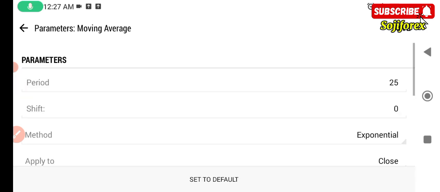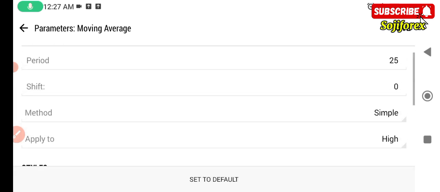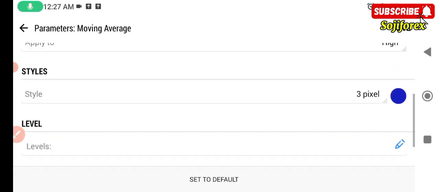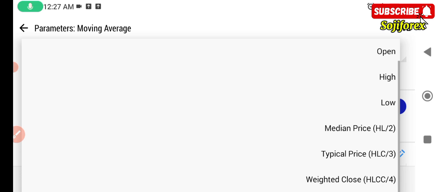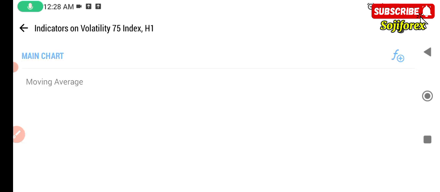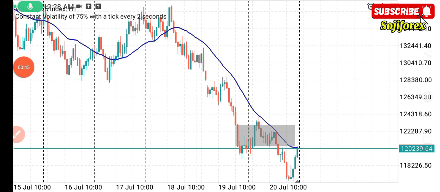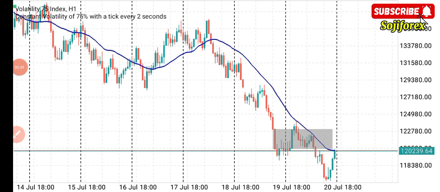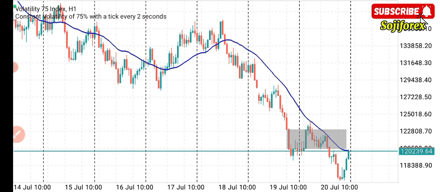you will notice that you have a moving average, and here's the setup. The period is 25, shift is 0, method is exponential, and you apply it to close, 3 pixel, and you click on done. So when you have done that, this is how your indicator will look like.